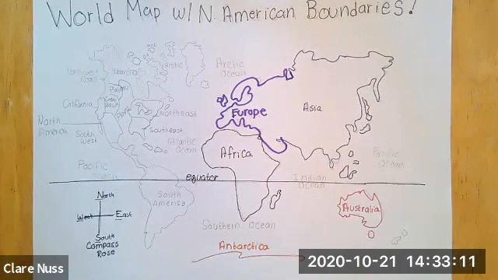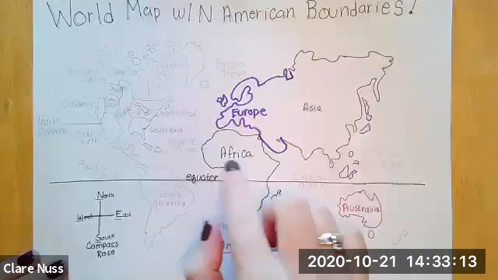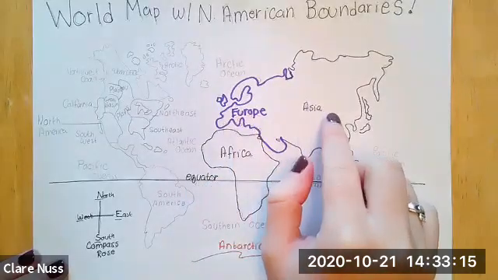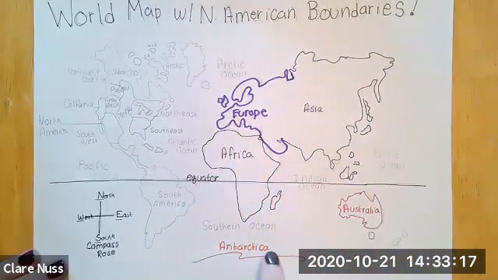So far we have 5 continents. Will you read them with me? Africa, Europe, Asia, Australia, Antarctica. And Antarctica is very cold, and this is where you'll often find your penguins. Now, which 2 continents are located only in the Southern Hemisphere?